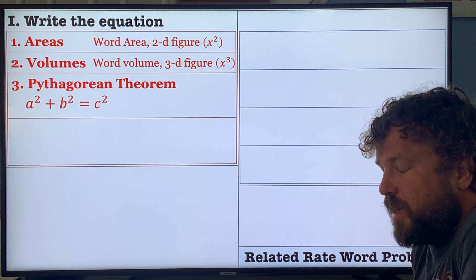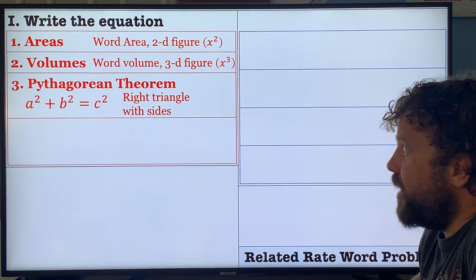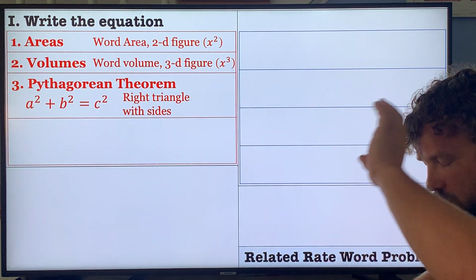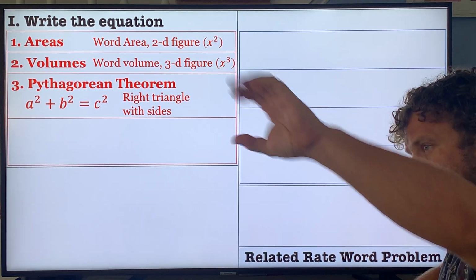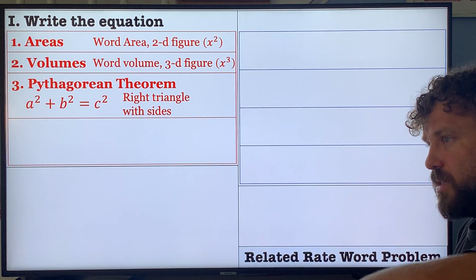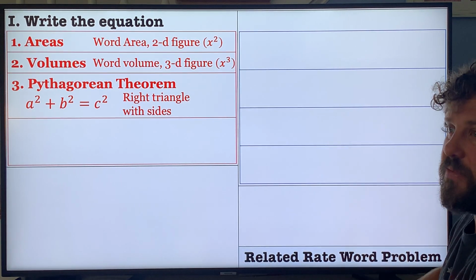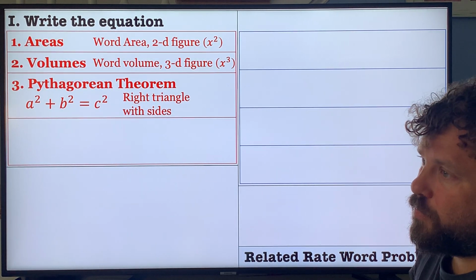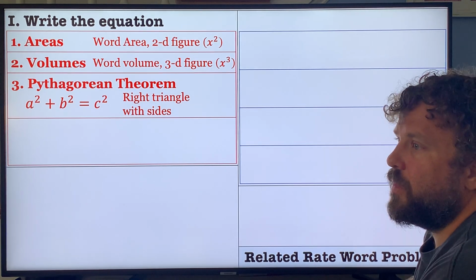That is a squared plus b squared equals c squared. And you see there's a right triangle, okay? You're creating a right triangle and you're given 2 of the 3 sides and you have to find the third side, or you're given all 3 sides and you have to find the rates of one of the sides, okay?